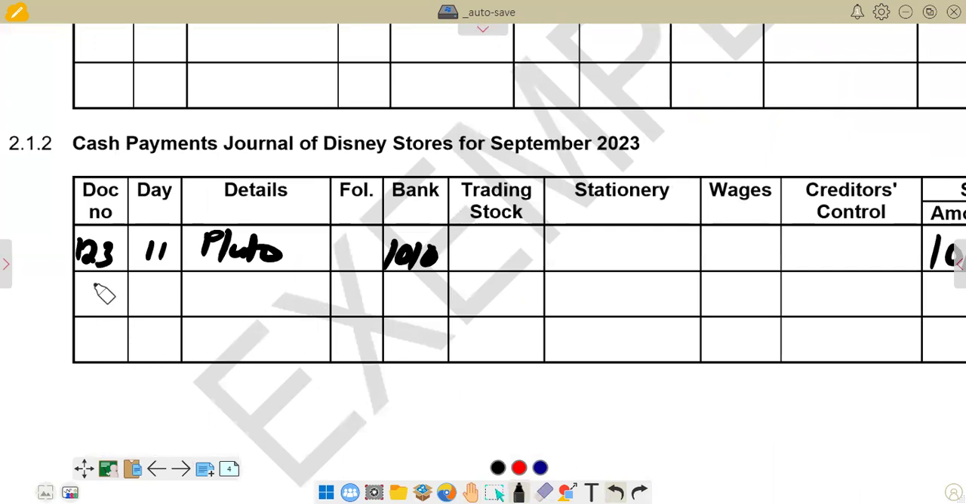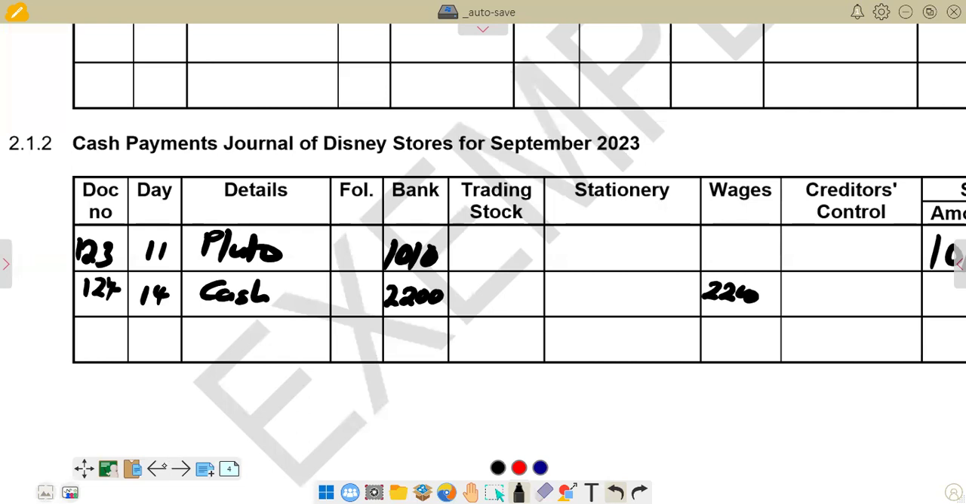Remember we say document number will be 124, and then the day is 40. And then details, we're going to write our case. And then the total amount that we have is 2,200. This amount will qualify under wages. So if it qualifies under wages, it means you are going to post it in the subject account section. So you see there's that.